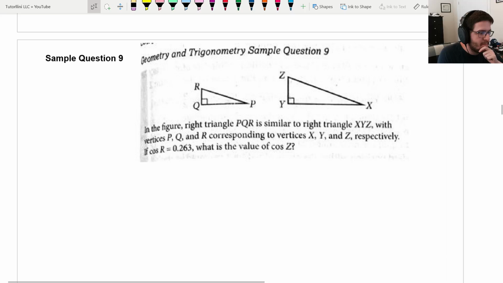Okay, so they're similar. It's almost like a trick question. See the similarity statement? The order that these letters are in tells you which angles correspond. X and P are equal, Q and Y are equal. It's kind of already labeled. And Z and R are equal.